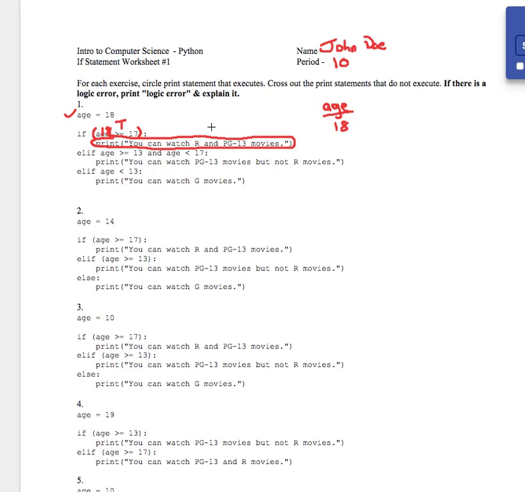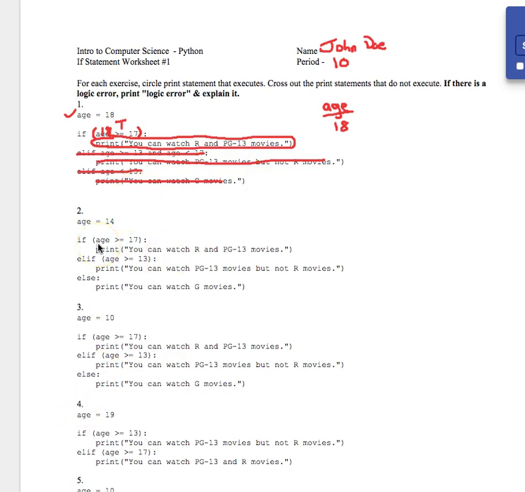Now, here's the kicker. Here's the tricky part. In an if, else if, else if, else if, else if kind of statement like this one is, once you do one of the parts and you circle one of these prints, you ignore the rest of the prints. In fact, you ignore everything else because the computer doesn't go any further. Once it gets a true, it does that, and it doesn't even look at the other else ifs that are below. So the final answer here is that you can watch rated R and PG-13 movies.